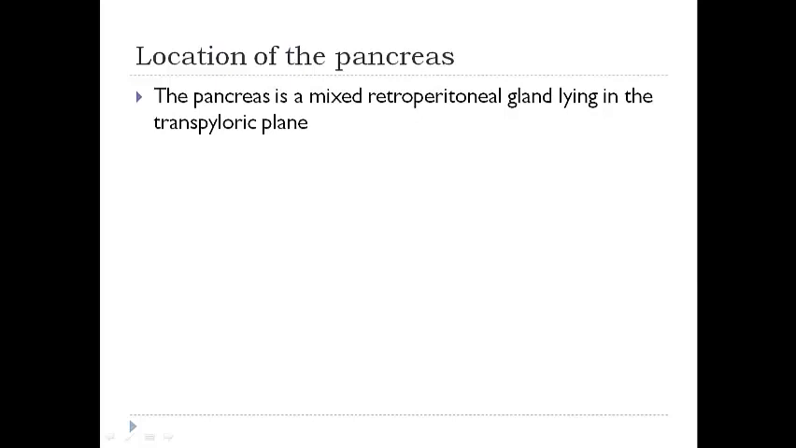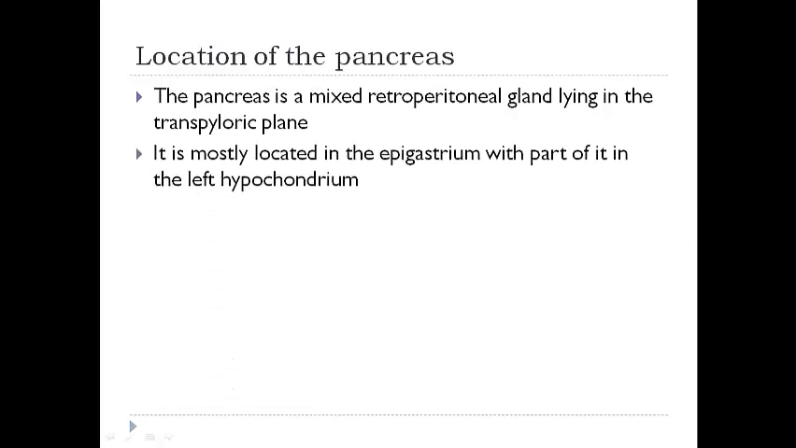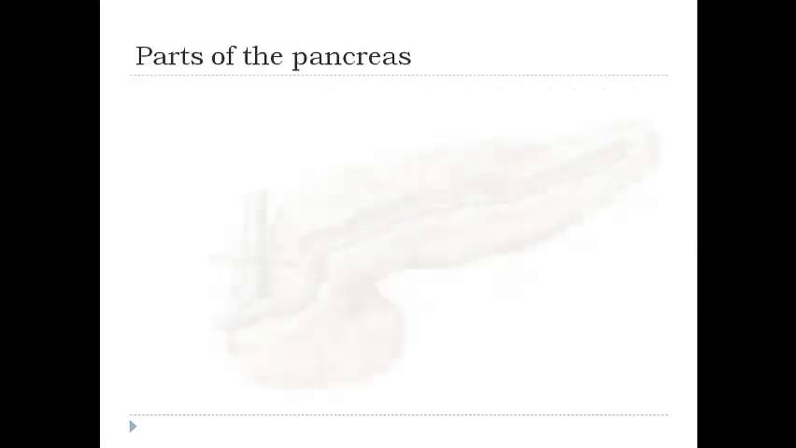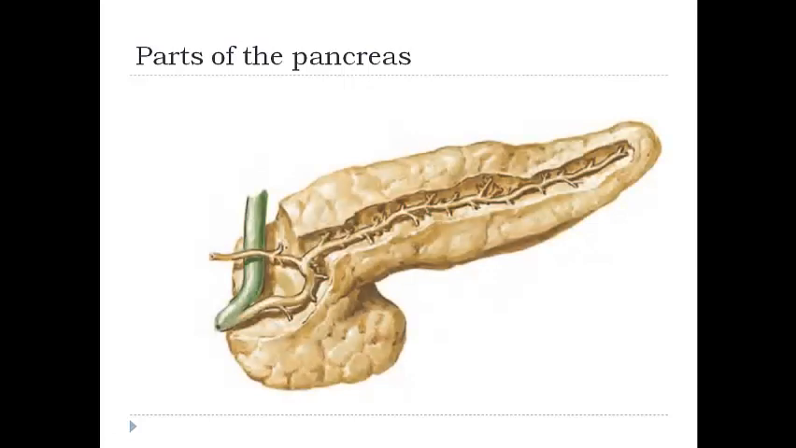So if you guys remember the lines that are used to divide the abdomen into its different regions, one of the lines is actually found at the level of the pylorus of the stomach, and that's called the transpyloric plane. That's the level at which you find the pancreas. It's mostly located in the epigastrium, so that means that the majority of the pancreas is found in the epigastrium, and then part of it is located in the left hypochondrium, which is the part of the pancreas that's related to the spleen.